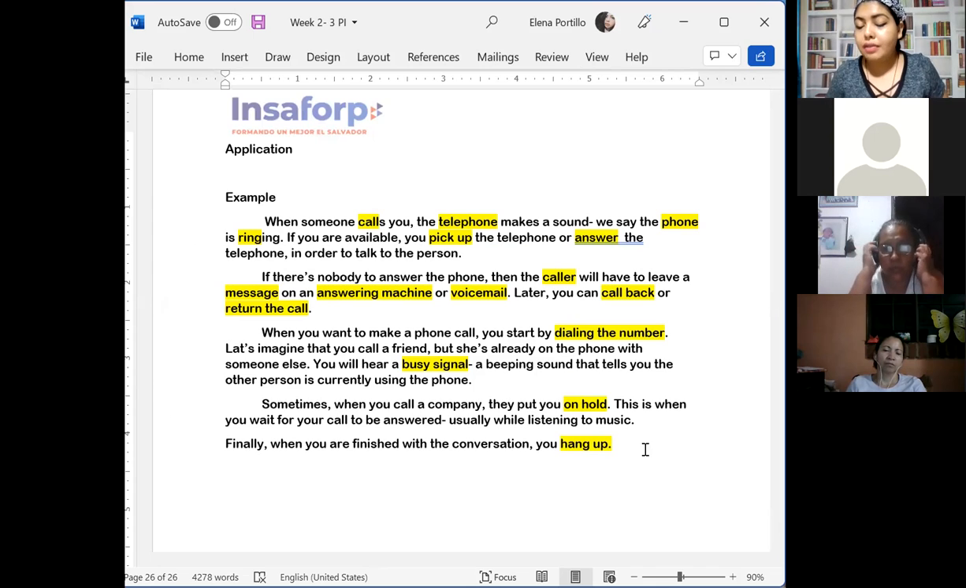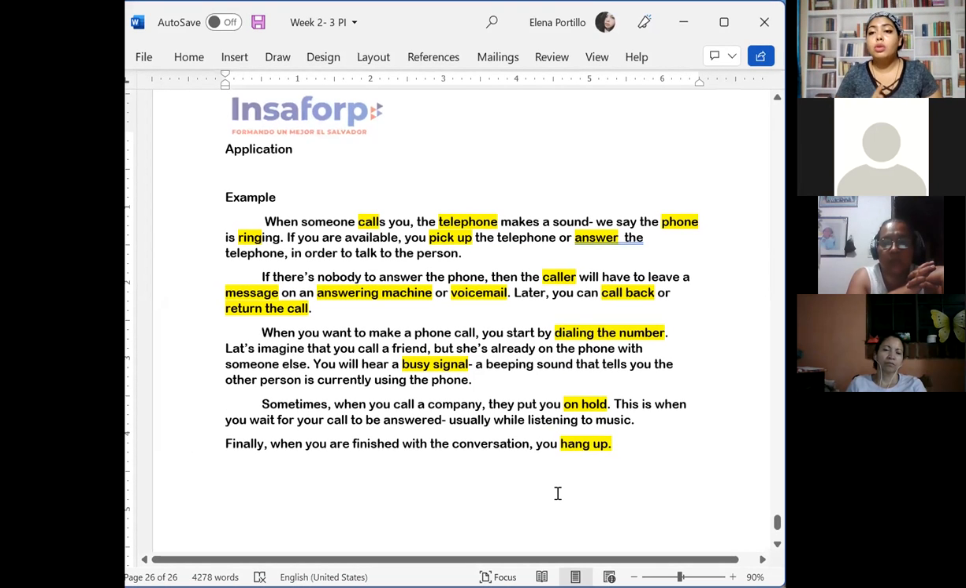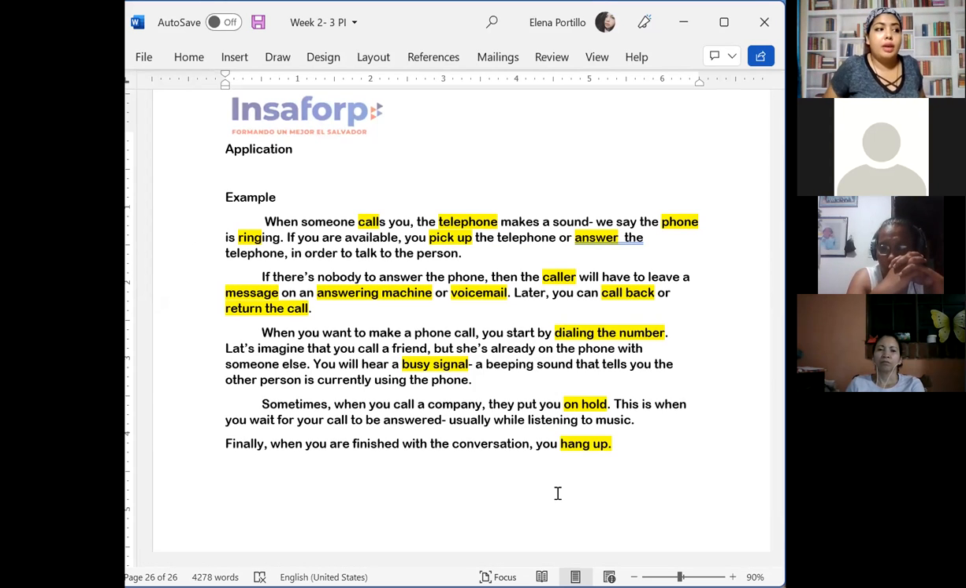So we are going to have a formal telephone conversation. We are going to have an example of a formal telephone conversation, or this kind of conversation that you have with someone that is new for you, or someone that you have not met before. So we are going to have another example. In this one, we are going to have a formal telephone conversation.